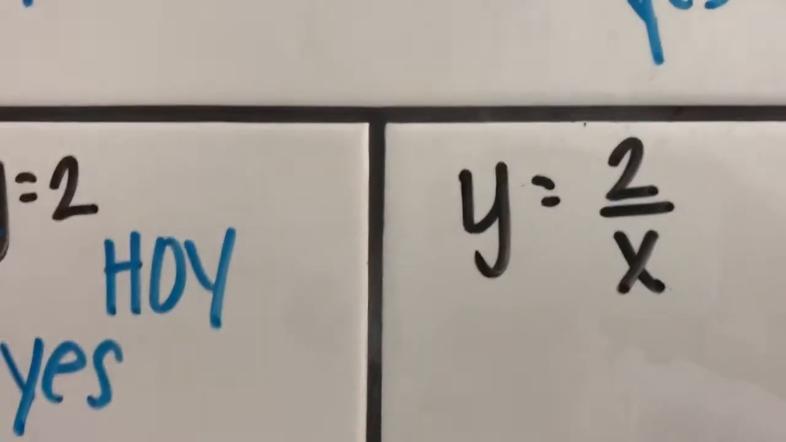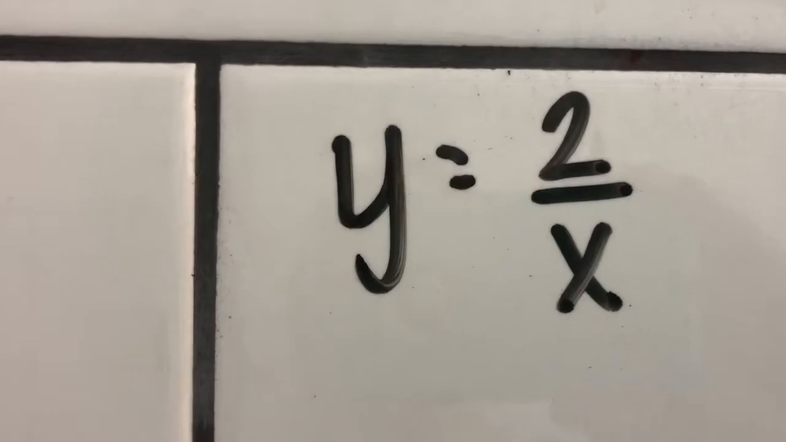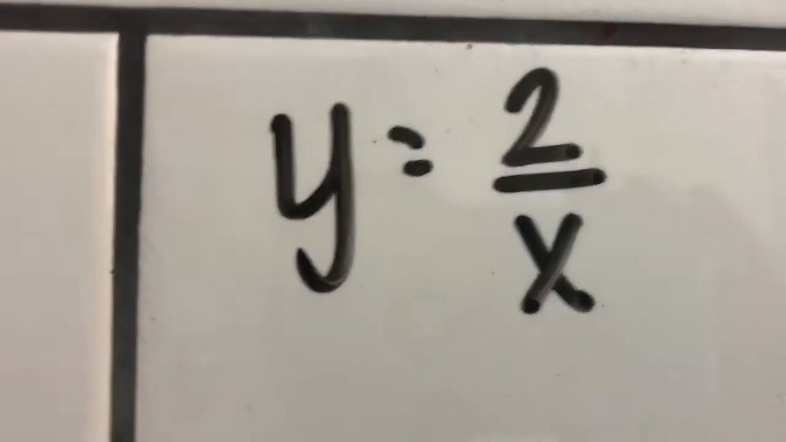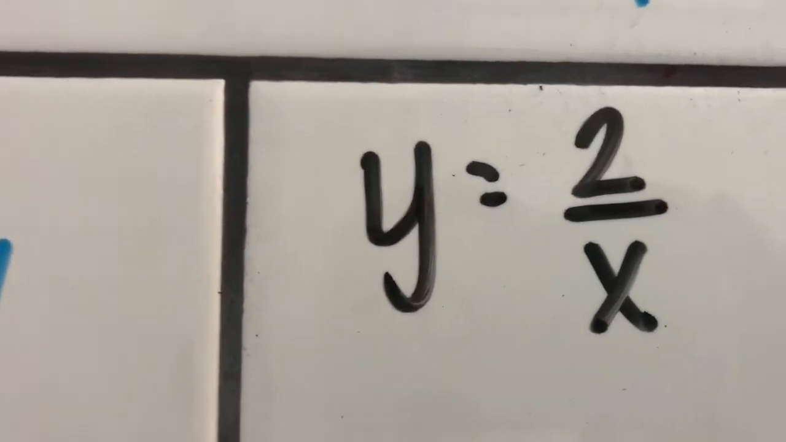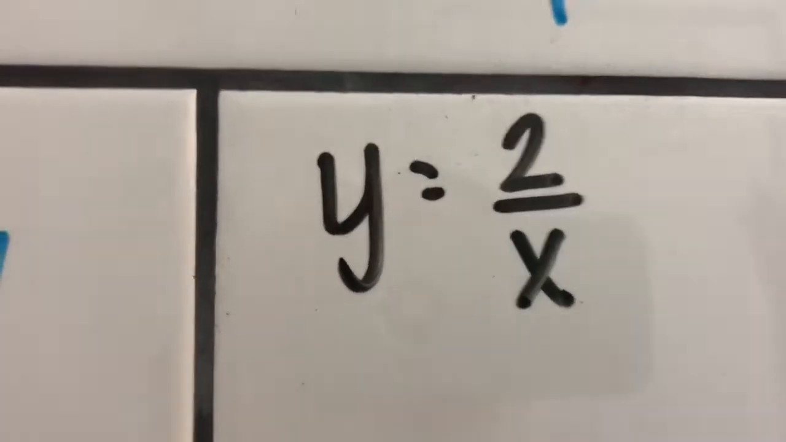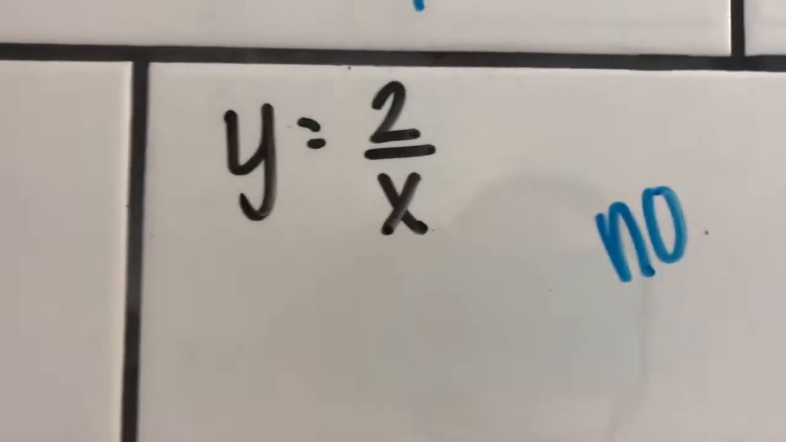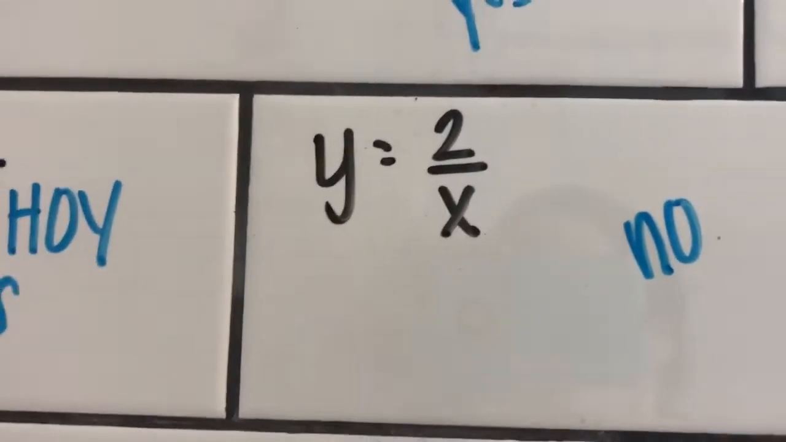Last but not least, I have division of a variable. I said in the beginning that doesn't work. We cannot have that. There's no way to move that around to make it y equals mx plus b. So this would be no. That is not linear. So those are your equations.